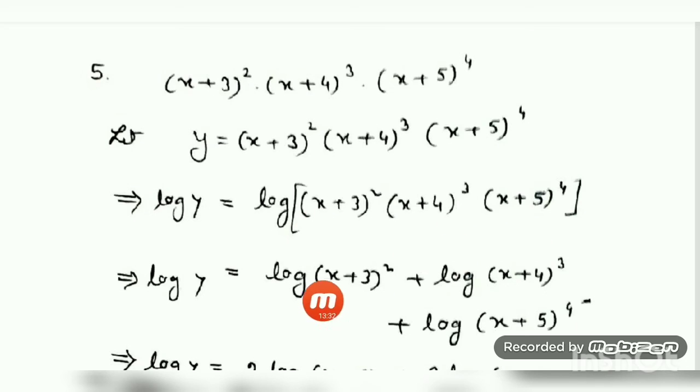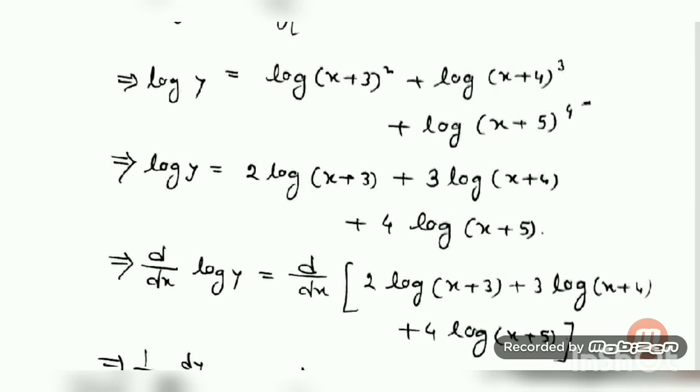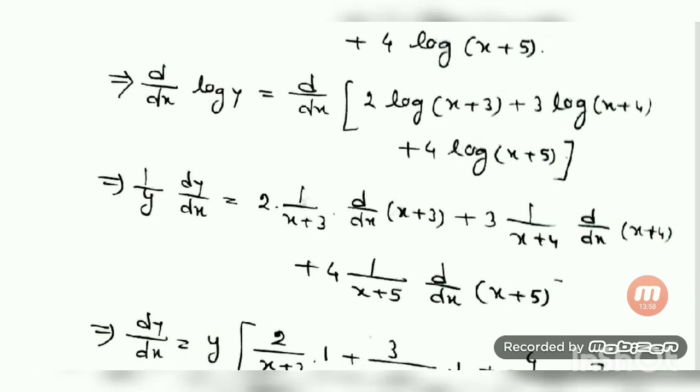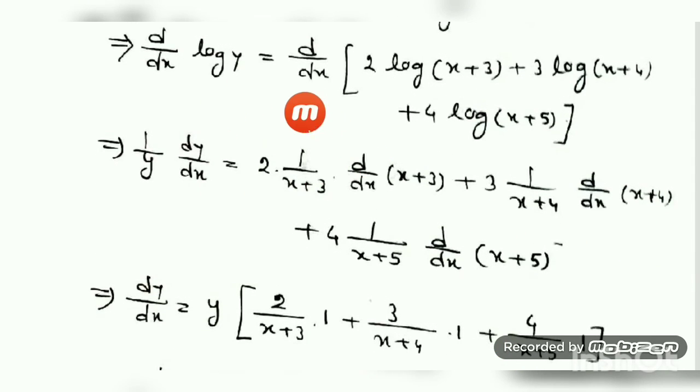Then log of product will convert to sum, that is log of x plus 3 whole square plus log of x plus 4 whole cube plus log of x plus 5 whole to the power 5. After this, the power you write as a product, that is log of y equal to 2 log of x plus 3, plus 3 log of x plus 4, plus 5 log of x plus 5. Then take d/dx, simplification is done, take d/dx on both sides. d/dx of log y equal to d/dx of this whole expression. Log y derivative is 1 by y dy/dx, and d/dx you bring on the right with all the expression, d/dx of this one plus d/dx of this one plus d/dx of this.